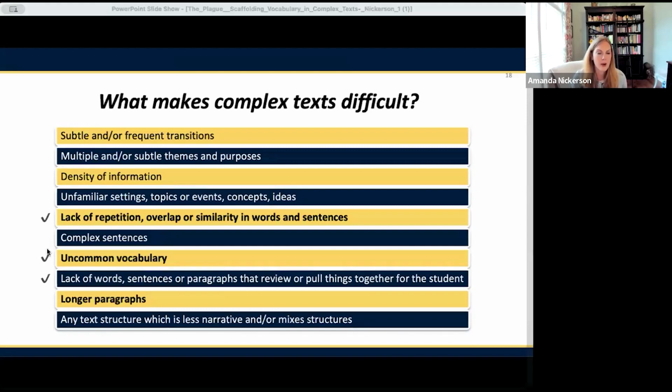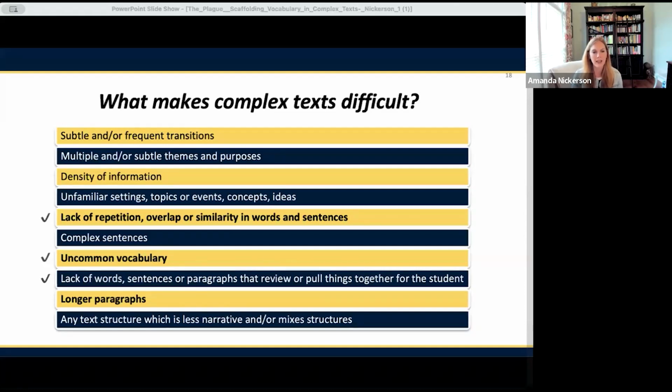So I want to take a look really briefly at what makes these complex texts so difficult. Why do we need to give this so much thought? What's going to cause extra challenge for these students? And you'll see lots of different aspects of text complexity on this slide. But if you pay attention to the ones with the check marks in particular, those are 3 elements of text complexity that have a lot to do with vocabulary, right?